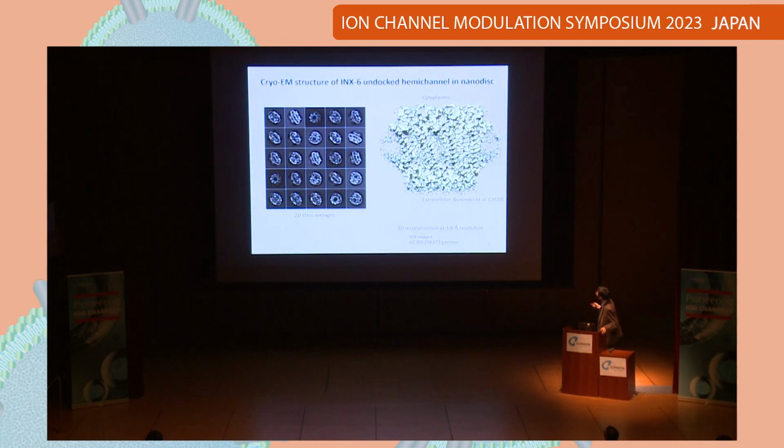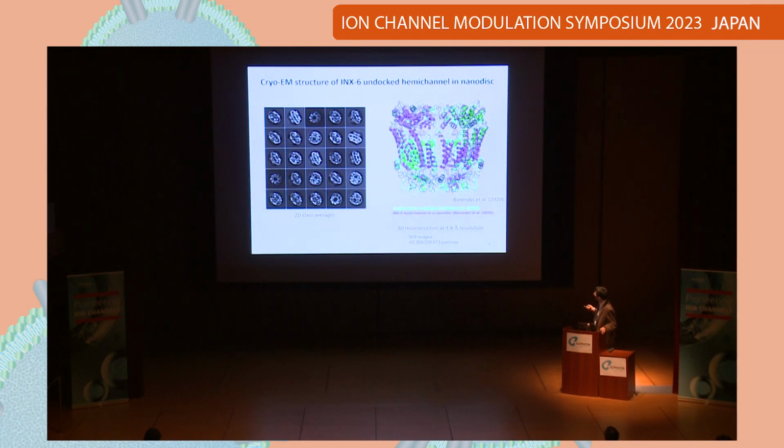The final 3D reconstruction was determined at 3.8 angstrom resolution. The overall structure of the innexin hemichannel in nanodisc, in magenta, is consistent with the docked junction form of innexin in detergent, colored in green, that I presented in previous slides. The extracellular region of the structure in nanodisc is partially disordered. This is probably because there is no interaction with an opposed hemichannel as a docking counterpart.